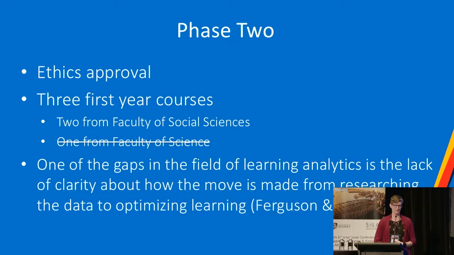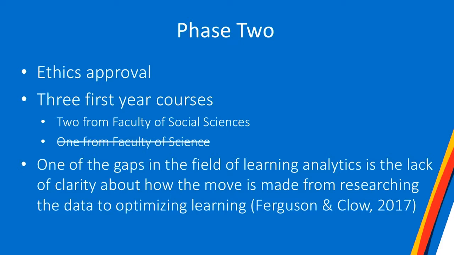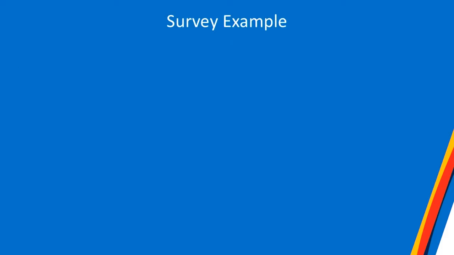And what was really informing this phase was from Ferguson and Clow 2017, so really focusing on how the move is made from researching the data and gathering the data to optimizing learning. And we really wanted to focus on kind of talking about what we have done in this phase.